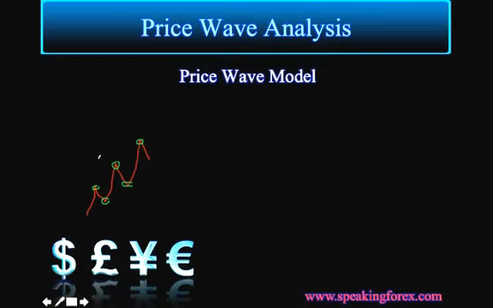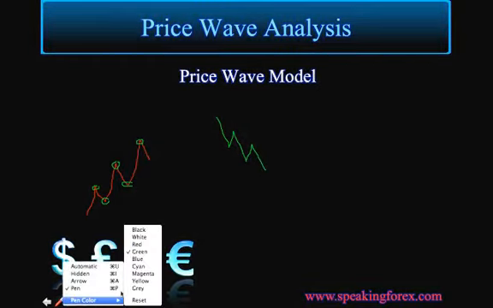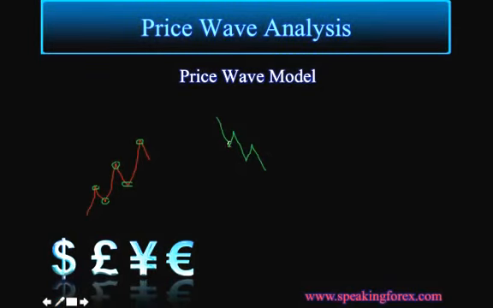So this is an uptrend. As prices are increasing, we have higher highs and higher lows. And for a downtrend, we have the exact opposite. We have lower lows and lower highs. So as you can see, each low is lower than the previous low, and each high is lower than the previous high.